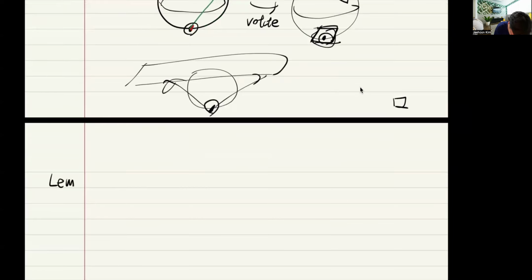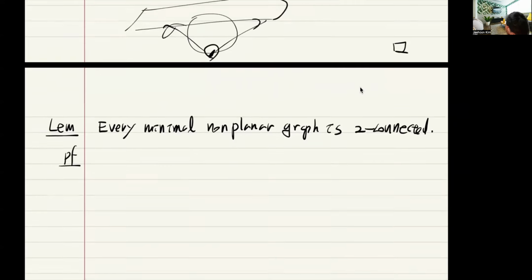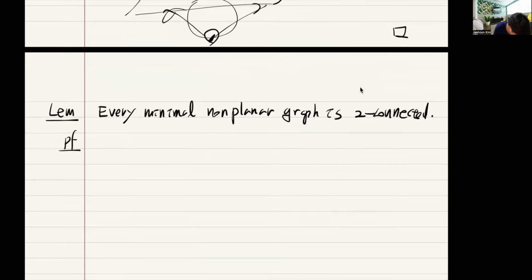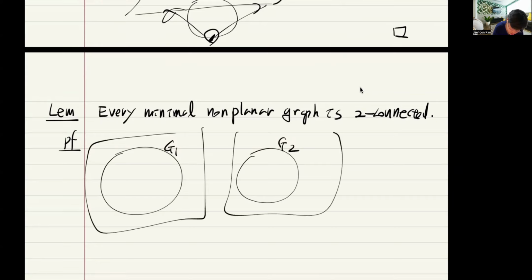Okay, so this lemma is useful. And then using this lemma, we can prove some interesting property. Every minimal non-planar graph is two-connected. We can show this. How? Let G be a minimal non-planar graph. Then it's easy to see that this has to be connected. If not, you have a G1 and a G2, which are disjoint components, and by minimality, each of them is planar.